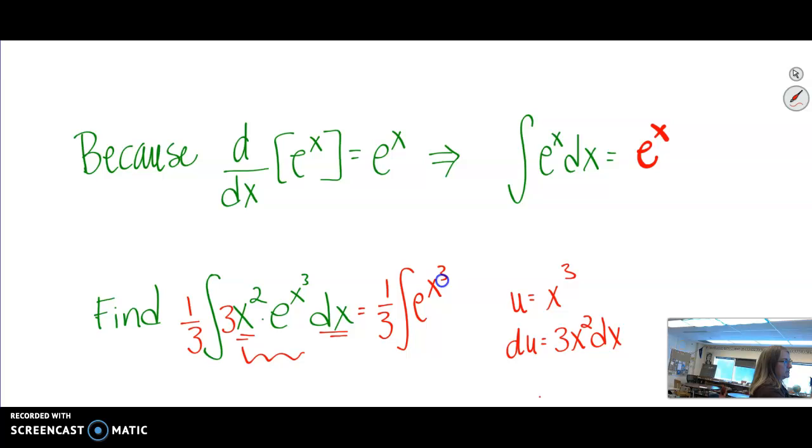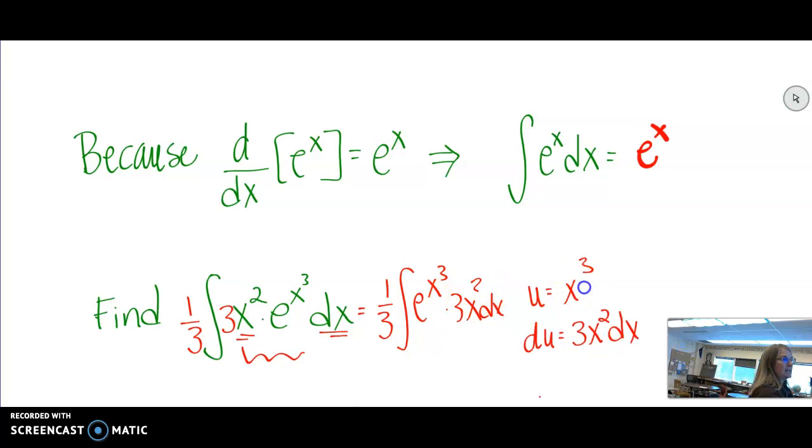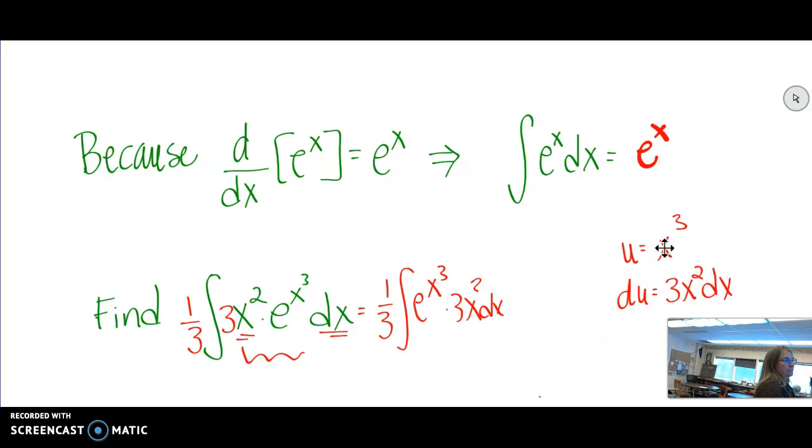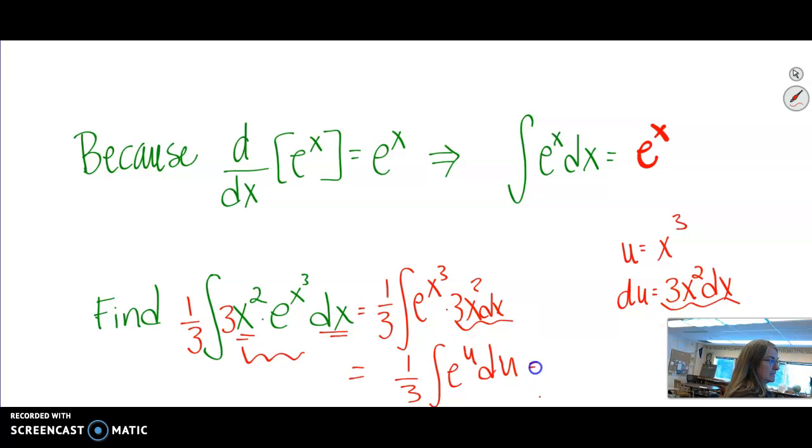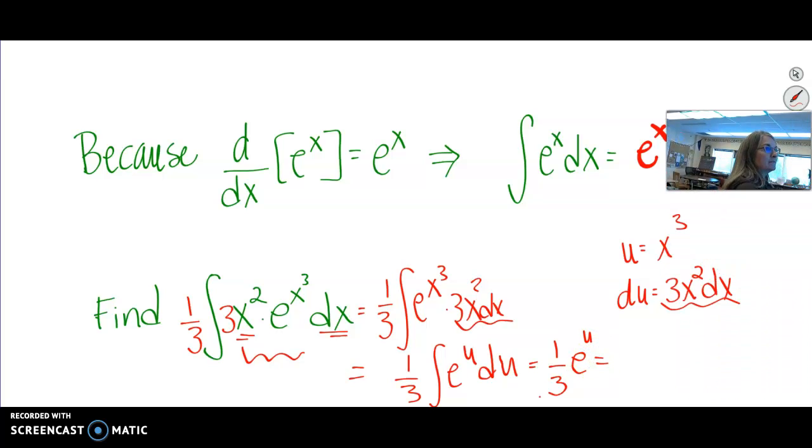So then this becomes 1/3, and I'm going to rearrange this a little bit. I have e to the x cubed times 3x squared dx, and then I can use u substitution here, and I have 1/3 e to the u du, because this is my du. The antiderivative of e to the u is e to the u. I'm going to sub back in what I have for u, which is x cubed, so 1/3 e to the power of x cubed, plus c. So there you go.